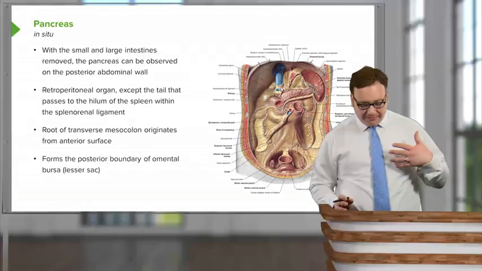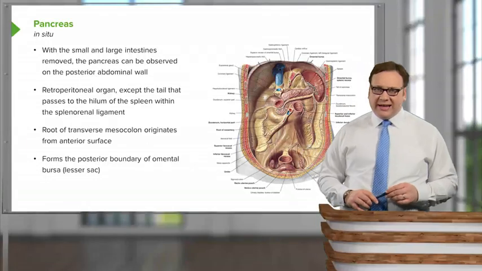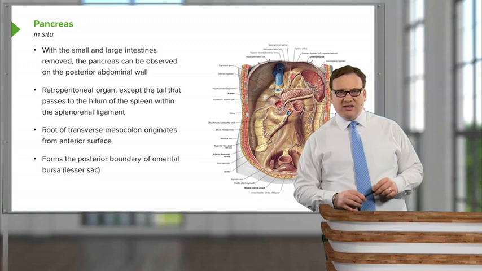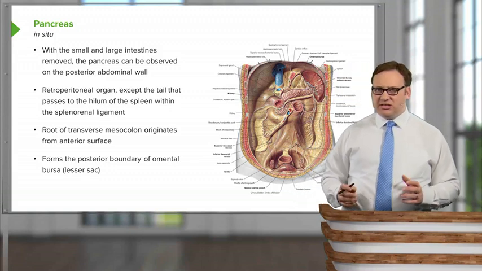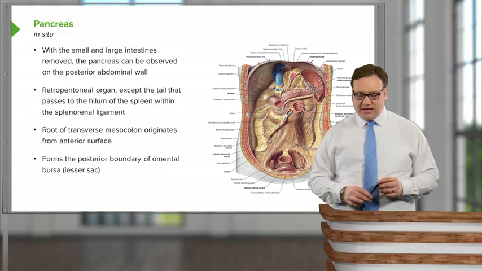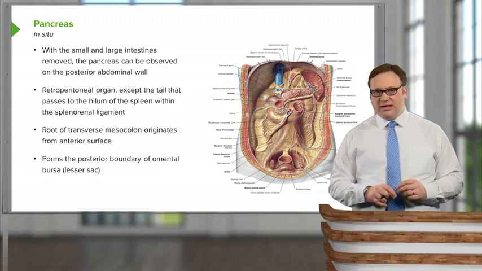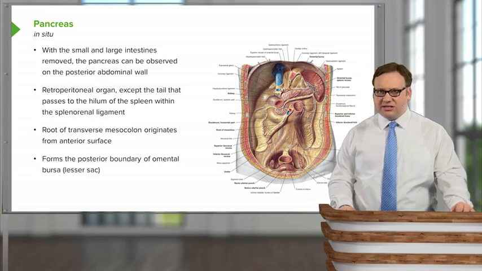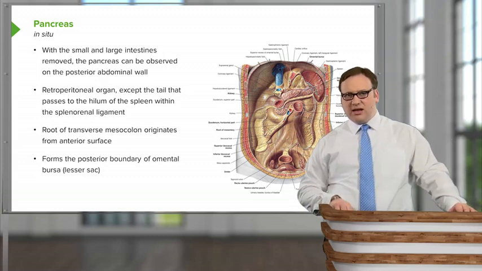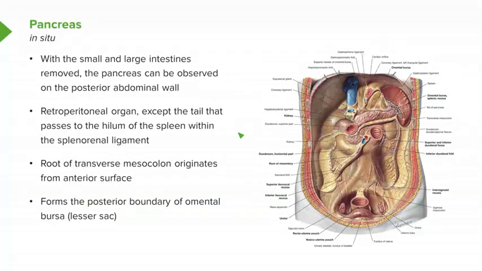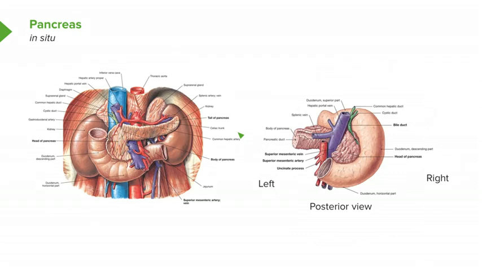So the pancreas is a retroperitoneal organ, except for the tail that passes to the hilum of the spleen within what's known as the spleno-renal ligament. The tail of the pancreas passes to the spleen with the spleno-renal ligament that contains the splenic artery and splenic vein. The root of the transverse mesocolon originates, and we can see the cut edge of the transverse mesocolon here. So that is the root of the transverse mesocolon, and it forms the posterior boundary of the omental bursa.